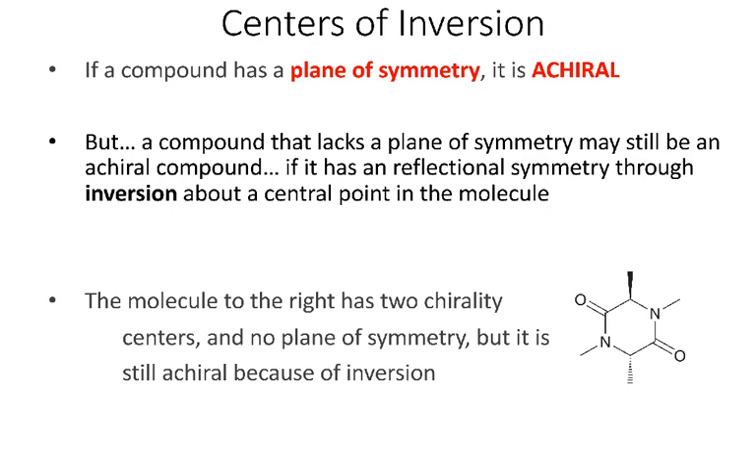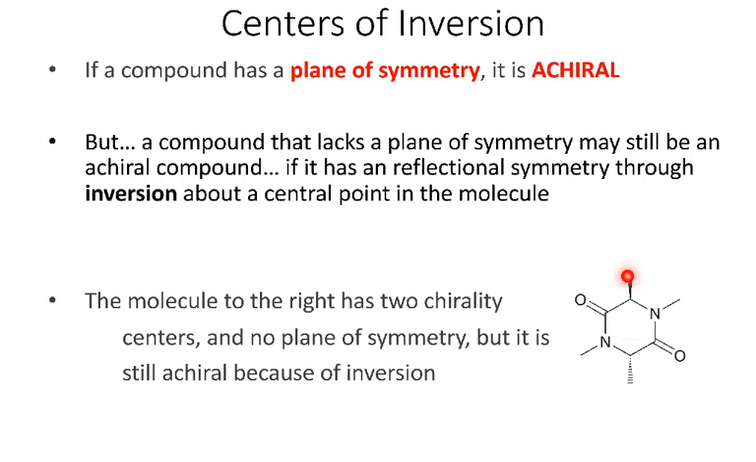So we've seen that if a compound has multiple chirality centers and it has a plane of symmetry, it's going to be achiral. But there are other types of symmetry. Another type of symmetry is inversion symmetry. And so if there's a point in the molecule where, if I flip all of the atoms around that point, I get the same molecule, it has a center of inversion. And so this is an example of a molecule that does have a center of inversion.